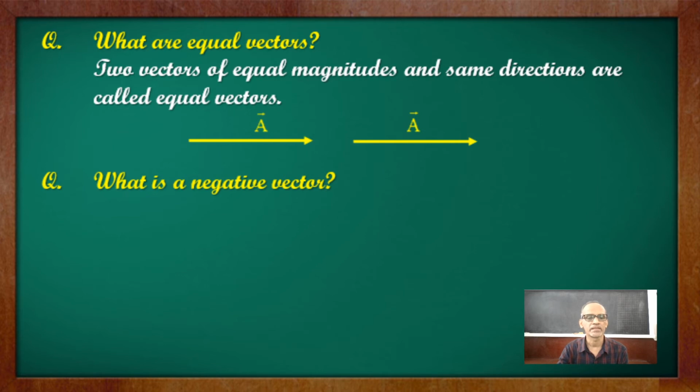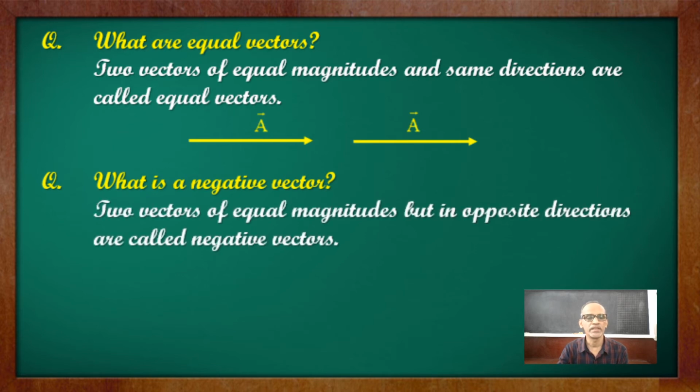What is a negative vector? Two vectors of equal magnitudes but in opposite directions are called negative vectors. So take one vector having magnitude A acting towards the right. Now we take one more vector having the same magnitude but acting in the opposite direction. Then one is taken as positive, and the other is taken as a negative vector. If we take this vector as positive, then this is to be taken as negative. So vectors having the same magnitude but acting in opposite directions are called negative vectors.